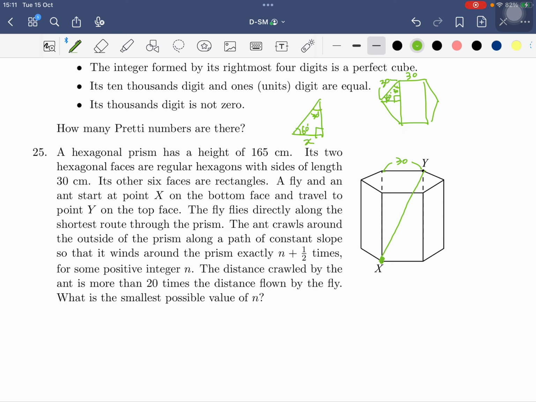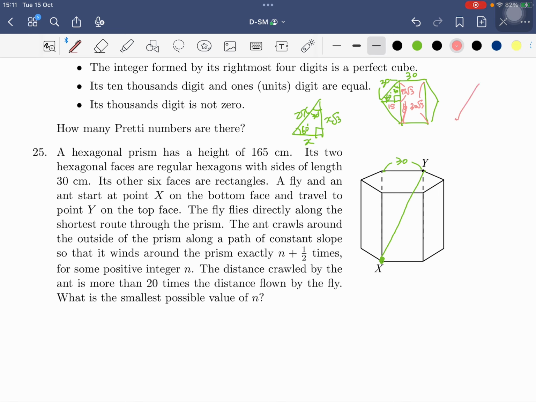So this is the special angles ratio. Here x is square root 3, this is 2x. So now we have 2x as 30. So here this should be 15, and this is 15 square root 3. So altogether, this is 30 square root 3.